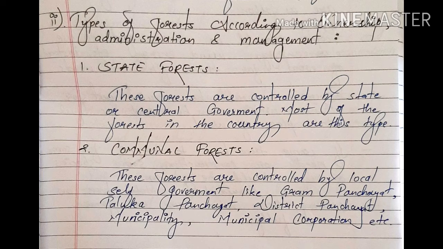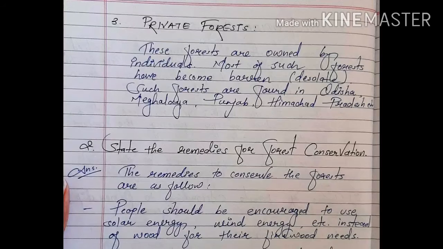Second is communal forest. These forests are controlled by local self-government like Gram Panchayat, Taluka Panchayat, District Panchayat, municipality, municipal corporations, etc. The third one is private forest. These forests are owned by individuals. Most such forests have become barren. Such forests are found in Odisha, Meghalaya, Punjab and Himachal Pradesh, etc.